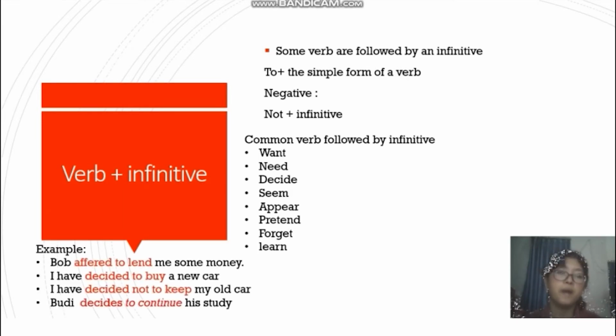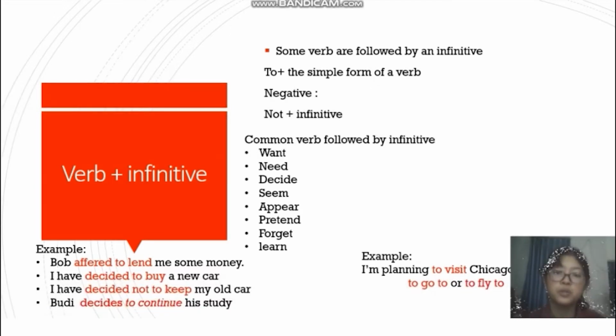Example: I asked a friend to lend me some money. I have decided to buy a new car. I have decided not to keep my old car, for not plus infinitive. Budi decided to continue his study. Example: I am planning to visit Chicago next week, but we can also use it to go to or to fly to.